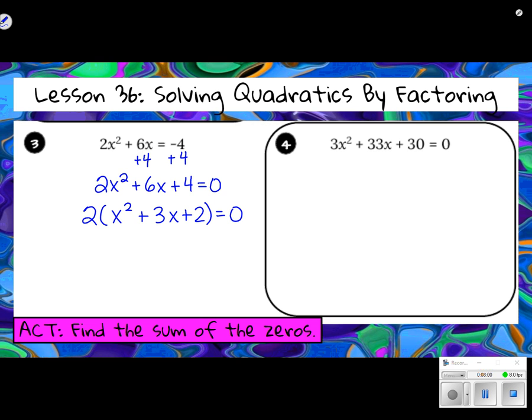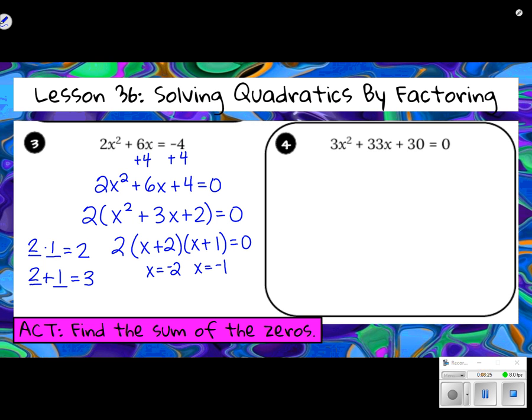And so we want to find two numbers that multiply to give us 2, add to give us 3. Then these numbers are 2 and 1. So I have 2(x plus 2)(x plus 1) equals 0. And then x plus 2 equals 0. X would equal negative 2. If x plus 1 equals 0, x equals negative 1.